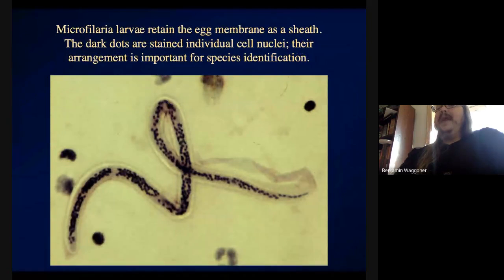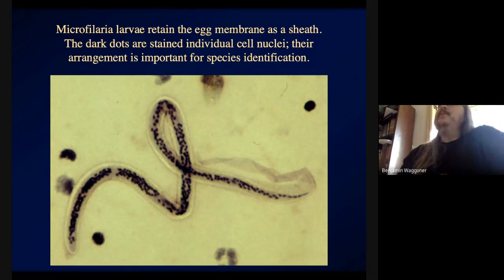The newly hatched larvae, this is the stage that would be in a human that's picked up by a mosquito, they actually retain the egg membrane as a sheath. You can see over on the right-hand side, there is something that looks a little bit like a crumpled piece of paper. That's part of the egg membrane. Those dark dots are individual cell nuclei. Their arrangement is important for identifying what species you've got.